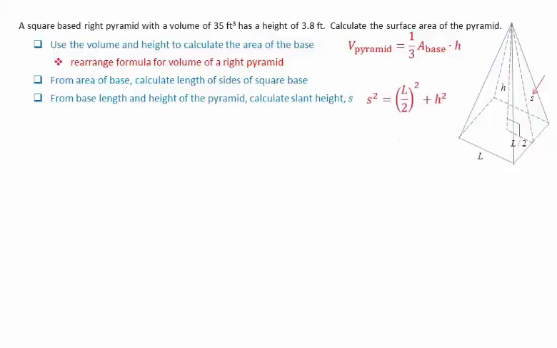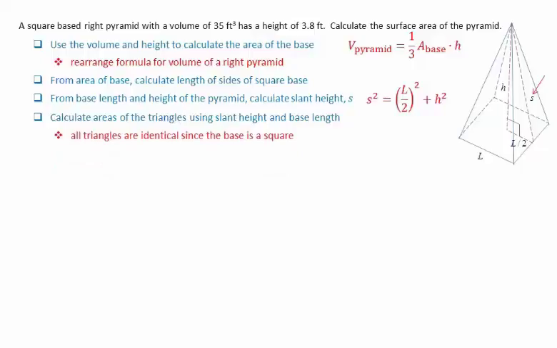Note we can use Pythagorean theorem here. S squared equals (L over 2) squared plus H squared. We can then calculate the areas of all of the triangles using the slant height and the base length. Note that all triangles are identical, so they will all have the same base and the same slant height. We then add the area of the base to the areas of the triangles to get the overall surface area.